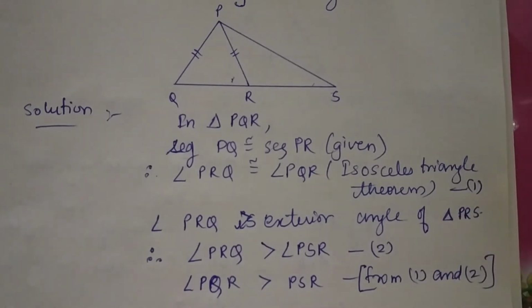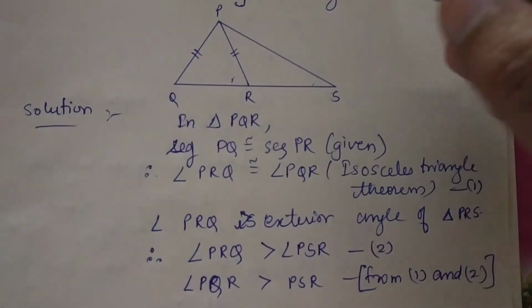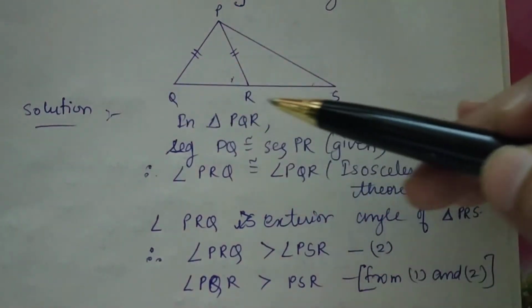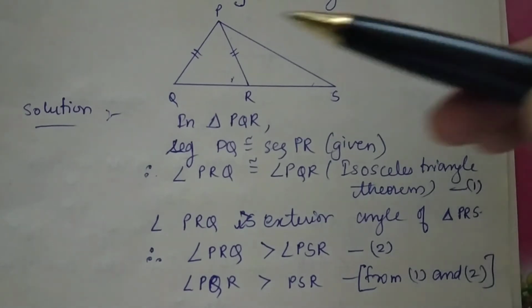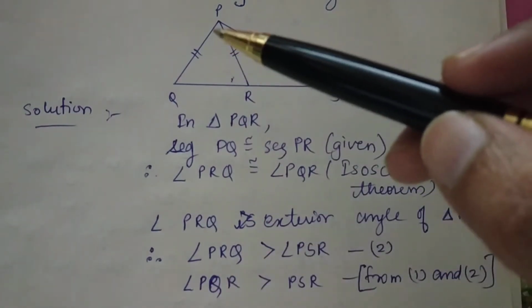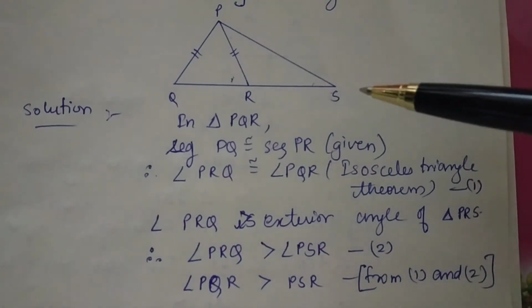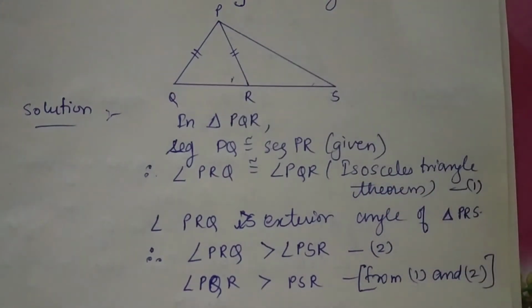Now in the next step, I am going to rename these angles. See, instead of PQR, I can also write down PQS. It's the same angle, right? So I'll just rename it. Instead of PQR, I'll write down PQS. And here, instead of PSR, I will write down PSQ. So we are just going to rename it in the next step.